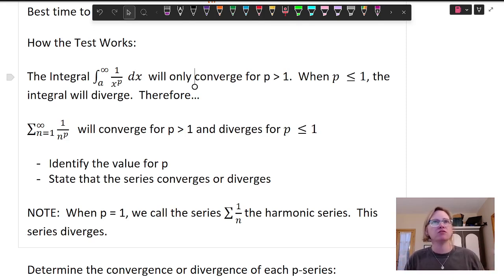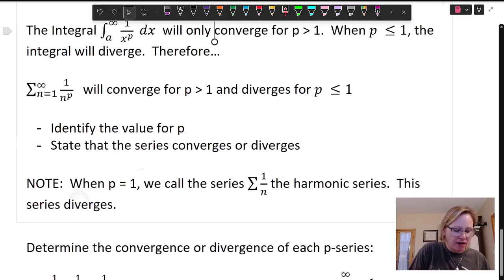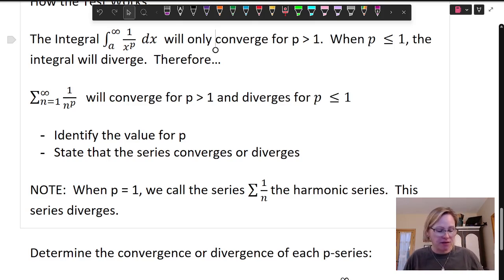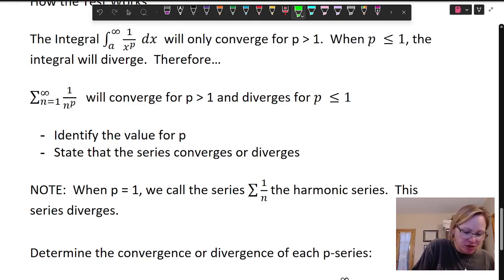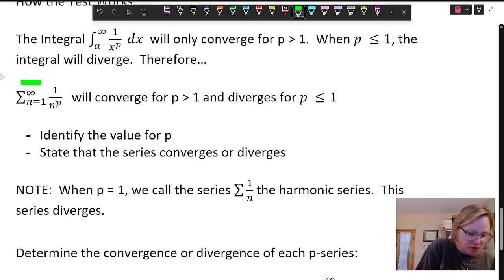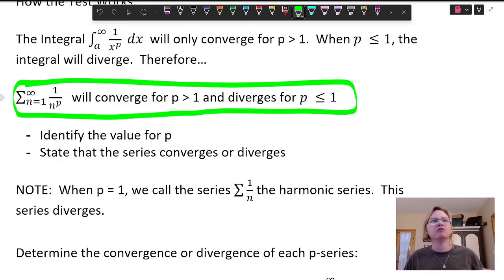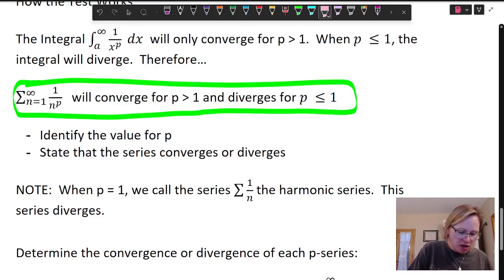And when we have a p-series, essentially all we have to do to state our test is identify the value of p and say whether it converges or diverges. So here's kind of what you need to make sure you get down. It will converge when p is greater than 1 and diverges when p is less than or equal to 1. Now, one little thing to note is we have a special series when p is exactly 1. We call this series the harmonic series.